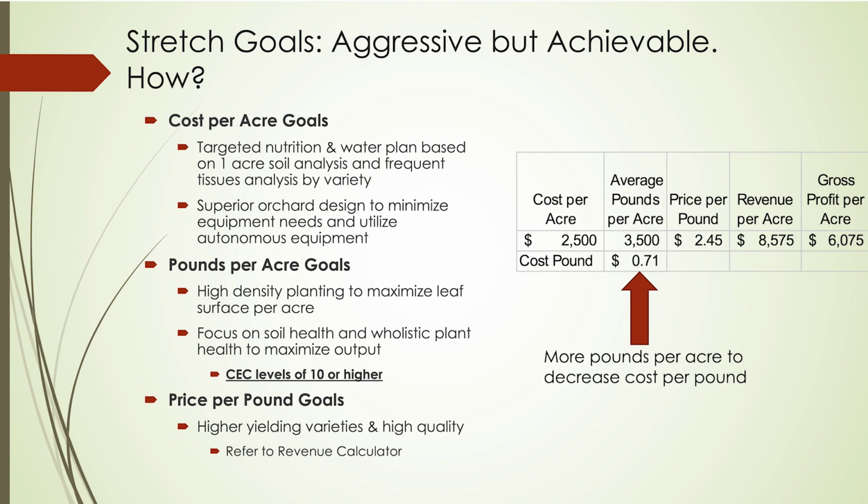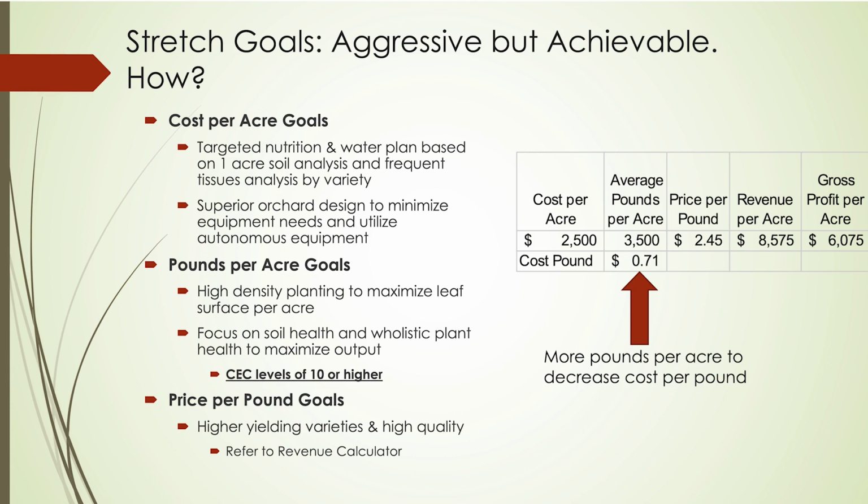So how do we do this? Cost per acre. Extremely targeted nutrition and water plan that's based on a 1 acre grid soil analysis that we've had done in the last year. This will allow us to put out some very targeted nutrition, help us understand where we need to build up more soils, and what we actually need to do to that single acre of soil to most benefit those 70 trees growing on that acre.